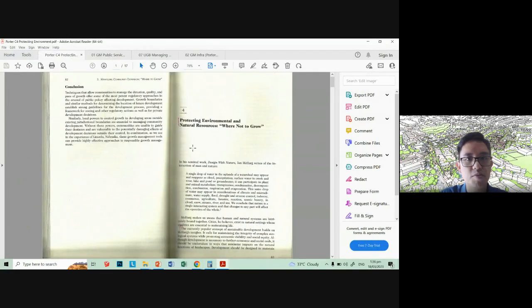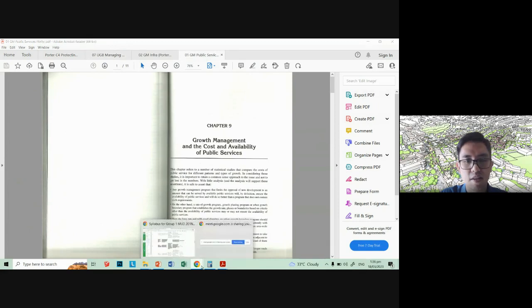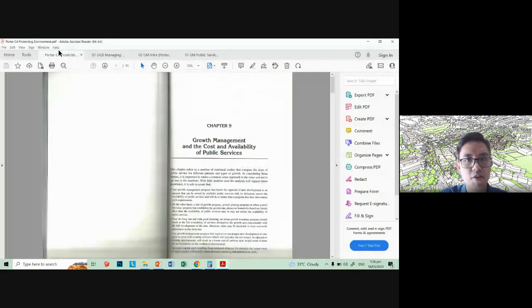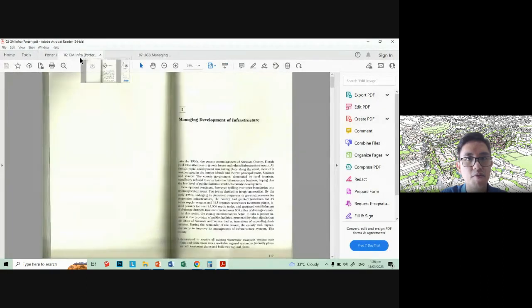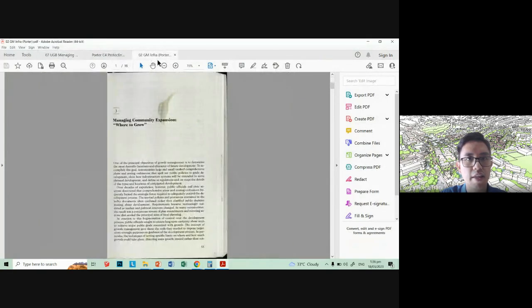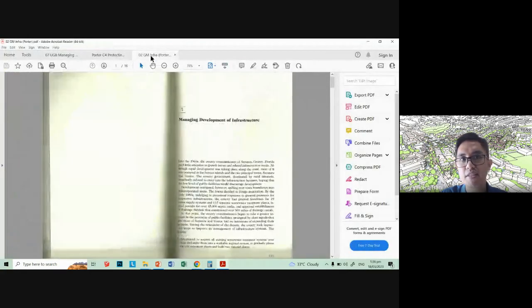These are your reference books. So chapter 4 of Kelly. Sorry, this one is actually not included in chapter 9. So you got 3 and 4 over here. And then Porter chapter 5. So these are the 3 readings which you'll be using to create this assignment.